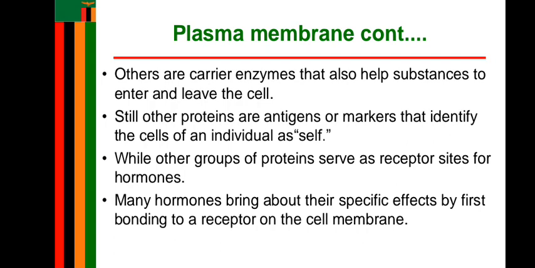Still other proteins are antigens, which are markers that identify cells of an individual as self. Remember, antigens are something you learn in microbiology, where we look at the complement system, where we have the antibodies as well as the antigens, and it is also found in immunity. The antigens are the ones that help to identify cells as self, as in the individual's own cells.